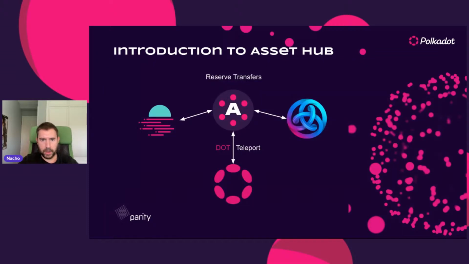And here is an example of what's happening right now. We have a teleport open between Asset Hub and Polkadot, basically because they trust each other, being part of the same consensus and governance. And you have reserve transfers between, for example, Moonbeam and Astar through Asset Hub.